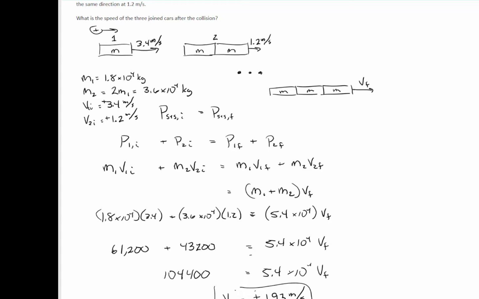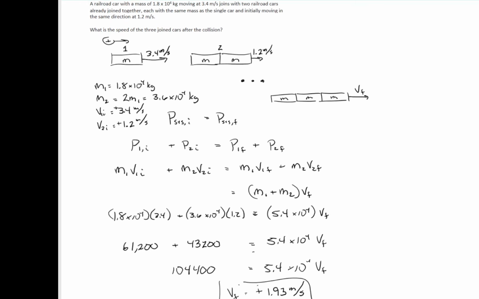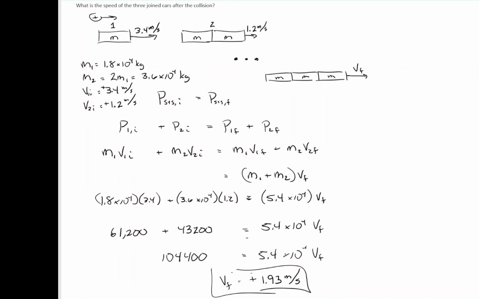So you think of like a rear-end collision between a small car and a big truck. That big truck would speed up a little bit, and the small car would certainly slow down. So that answer makes sense. That's always an important thing to check when you work through a problem. So our answer here, I had 1.93 meters per second as the velocity of the entire set of 3 carts.